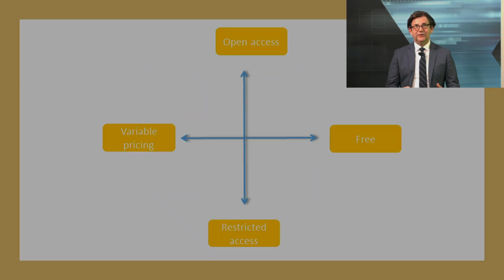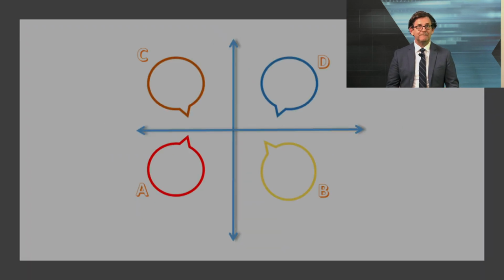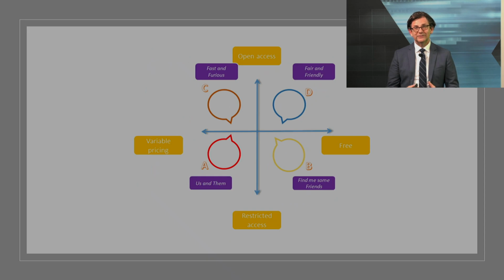So if we go back, so the top left is going to be open access, variable pricing. The top right is going to be open access, free. The bottom right is free, restricted access, and the bottom left is restricted access and variable pricing. So they're the 4 quadrants, or the 4 scenarios that you're actually going to work on and you're going to build.